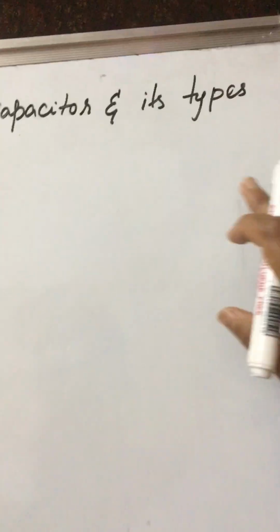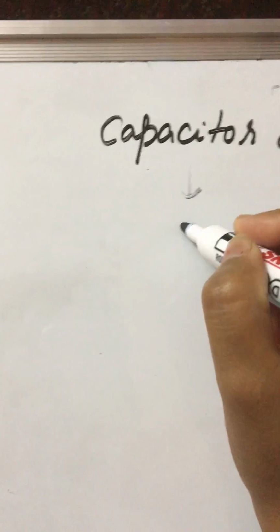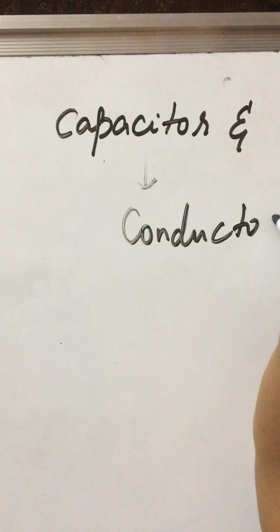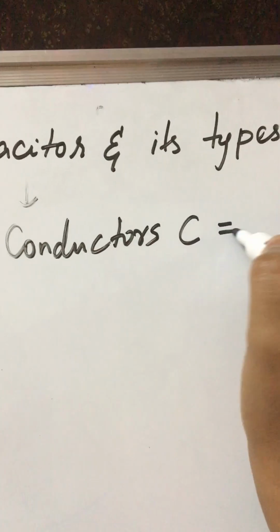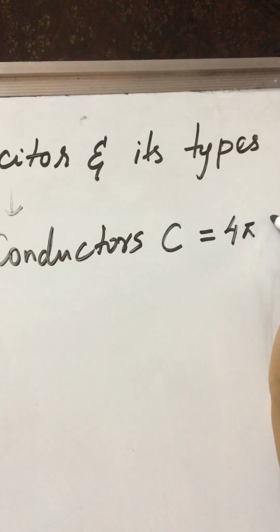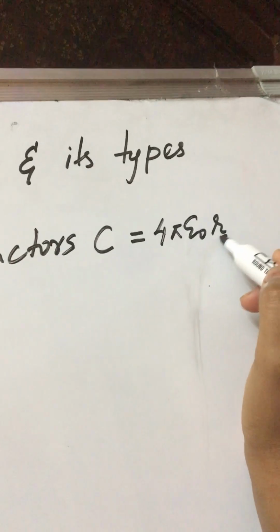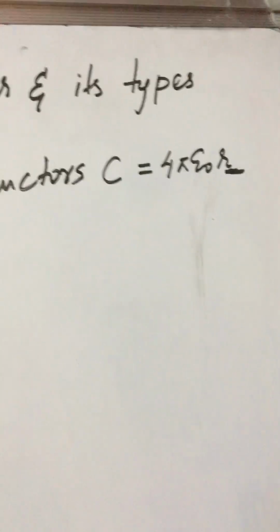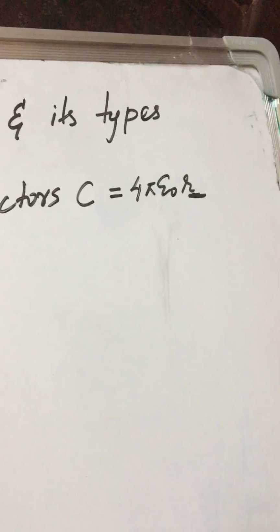Now in the previous videos we have said that these capacitors are made up from the conductors, right? From the conductors, and the bigger the conductor, the bigger will be its capacitance. We had seen from the expression that if the radius is bigger, then the capacitance is bigger. That means if we have a big conductor, then its capacitance will be large, right?